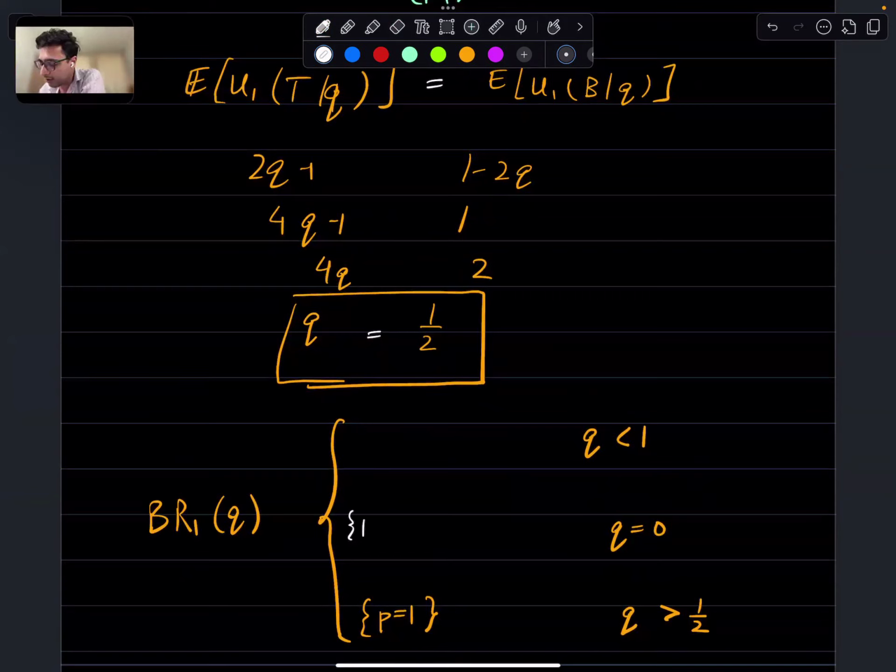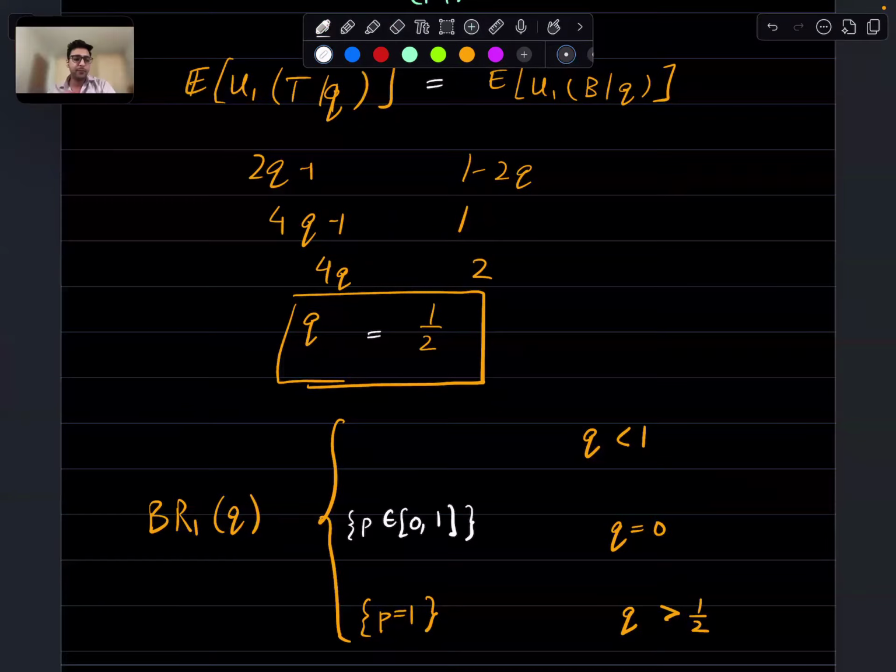So I can choose any P in 0, 1. As player 1, I would be indifferent between choosing top and bottom when player 2 is mixing with the probability 1/2. So this is the equivalent of me saying that when your opponent in rock, paper, scissors chooses rock with probability 1/3, paper with probability 1/3, and scissors with probability 1/3, you're indifferent. You can choose any of those three options, and your payoff will be exactly the same. So you yourself could choose rock with any probability, paper with any probability, scissors with any probability, and that would be a best response.